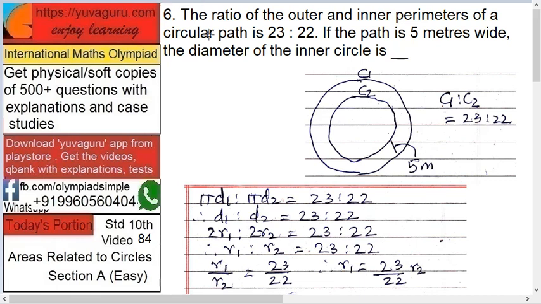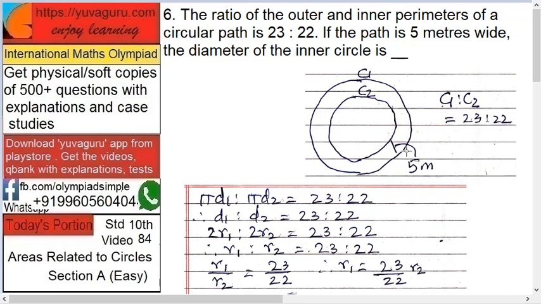The ratio of outer and inner perimeters of a circular path is 23:22. If the path is 5 meters wide, then the diameter of the inner circle is... See, your problem is quite easy. The ratio of the perimeters is given. Perimeter of a circle means circumference. C1 is to C2 is given as 23 is to 22.